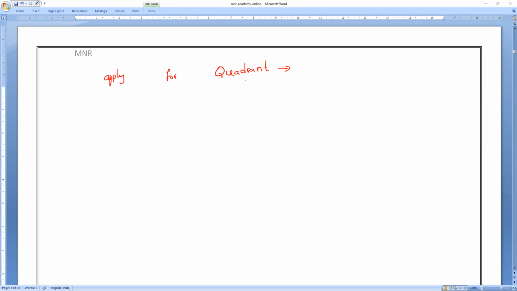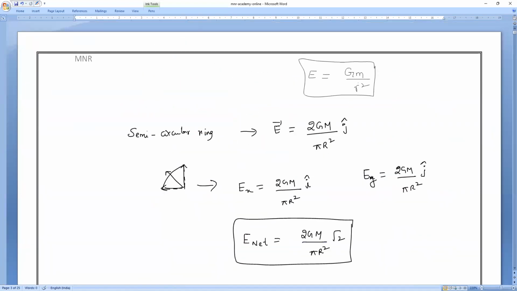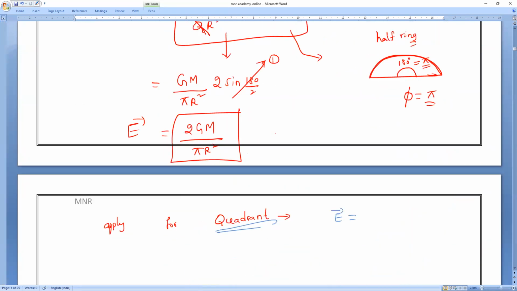So apply for the quadrant. What do you mean by quadrant, guys? What is the formula? Just now, at the beginning today, we have done it. What is the formula for the quadrant? 2GM divided by pi r square into root 2. So apply this formula for this one.